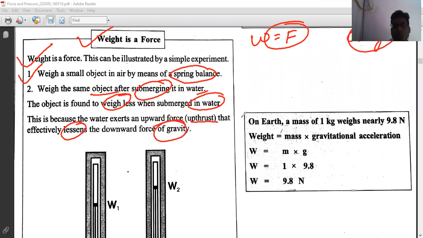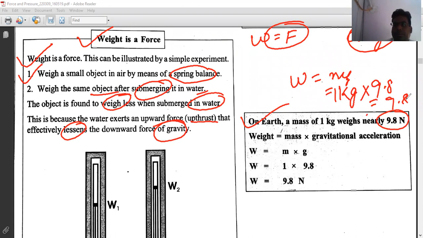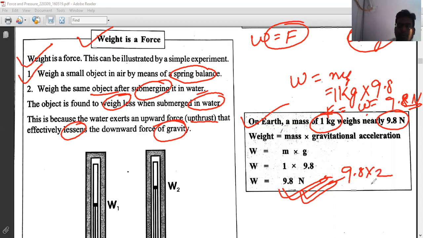right? So on Earth, a mass of 1 kg is nearly 9.8 Newton, because W equals mg. Suppose 1 kg and g is 9.8, so it will be approximately equal to 9.8 Newton. So the unit will be the same for weight and force. So you can write here 1 into 9.8. It is 9.8 Newton, no? For 1 kg. For 2 kg it will be 9.8 into 2. For 3 kg, 9.8 into 3. So like that we have to multiply with 9.8 only. Right.